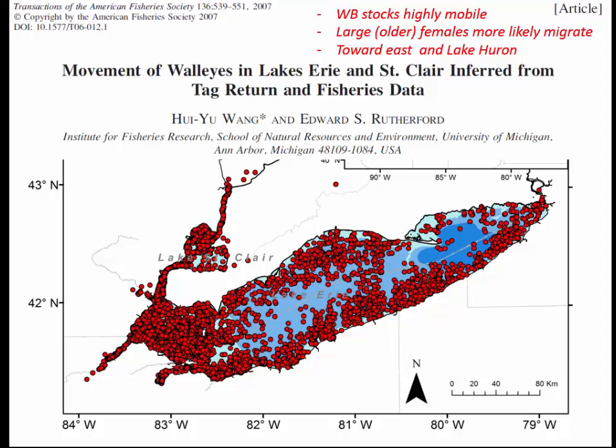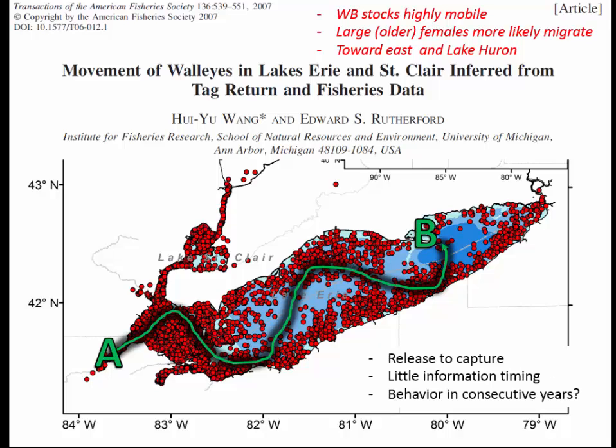And this work was summarized by researchers back in 2007, and it gave us a little bit further insight into how these stocks are moving and orienting themselves. Some of the findings of their paper were that the Western Basin stocks were highly mobile, and the larger, older females were more likely to migrate. And this migration was directed northward and eastward.